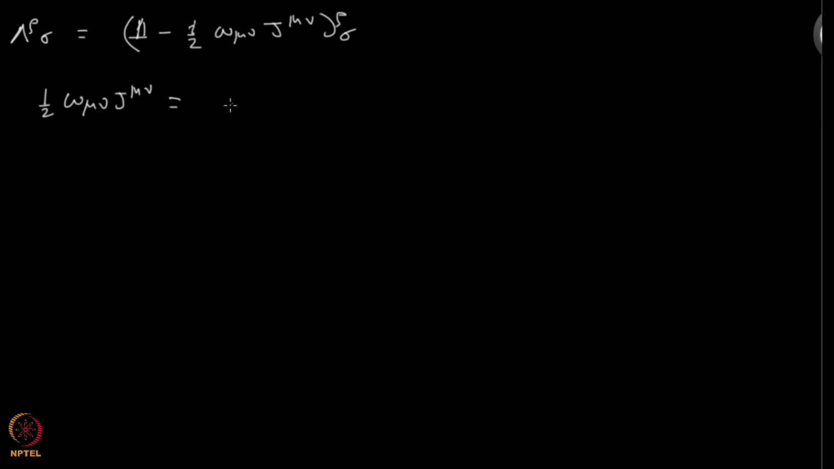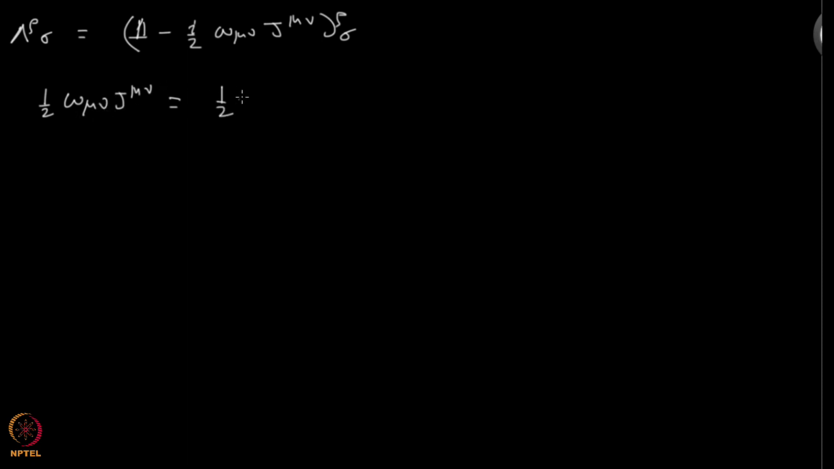So, you had lambda rho sigma as identity minus i over 2 omega mu nu j mu nu rho sigma. Okay, that is what we had. So, let us look at this piece, half omega mu nu j mu nu. Let us look at this piece. This is what? Let us put half. So, there is a summation over mu and also a summation over nu.